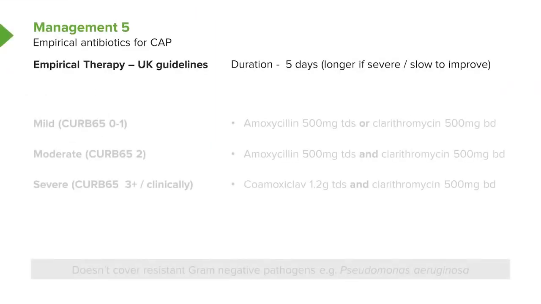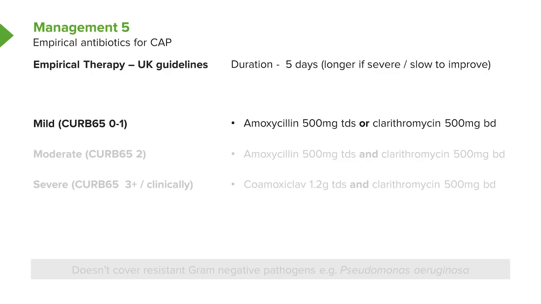Now the problem here is that the antibiotic that kills pneumococcus doesn't necessarily kill Chlamydophila and Mycoplasma. So the best antibiotic to use against pneumococcus is a penicillin such as amoxicillin. But that does not have any efficacy against Chlamydophila or Mycoplasma. For those, we need a macrolide.